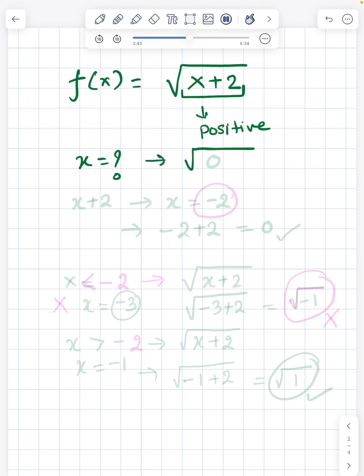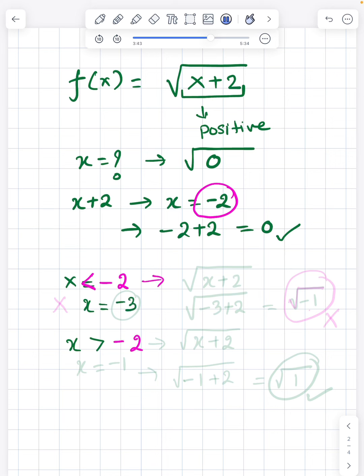Let me start by creating a 0 value, because square root of 0 is acceptable. It gives us a real solution. How can I make this a 0? If I substitute -2 in place of x, then it makes my expression 0. Once I make it 0, then I can see what happens if I take a value which is less than -2, and what happens if I take a value which is greater than -2.